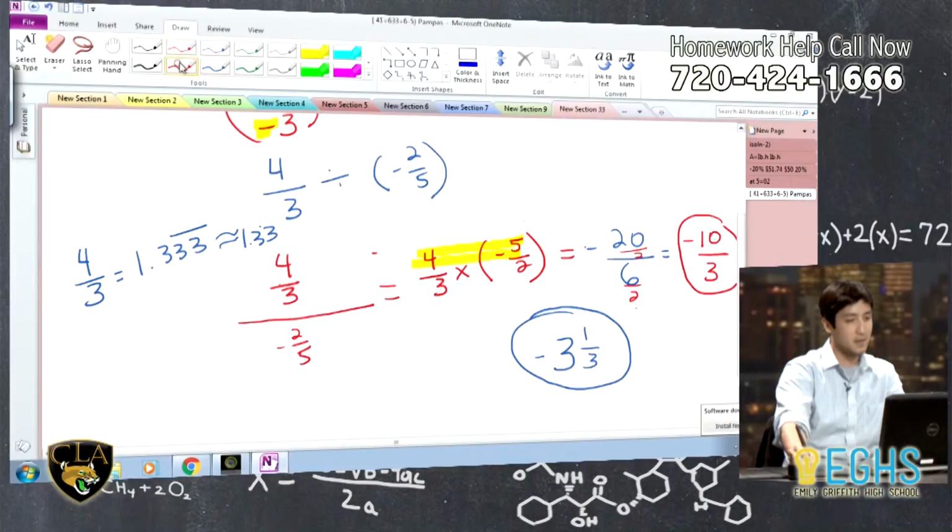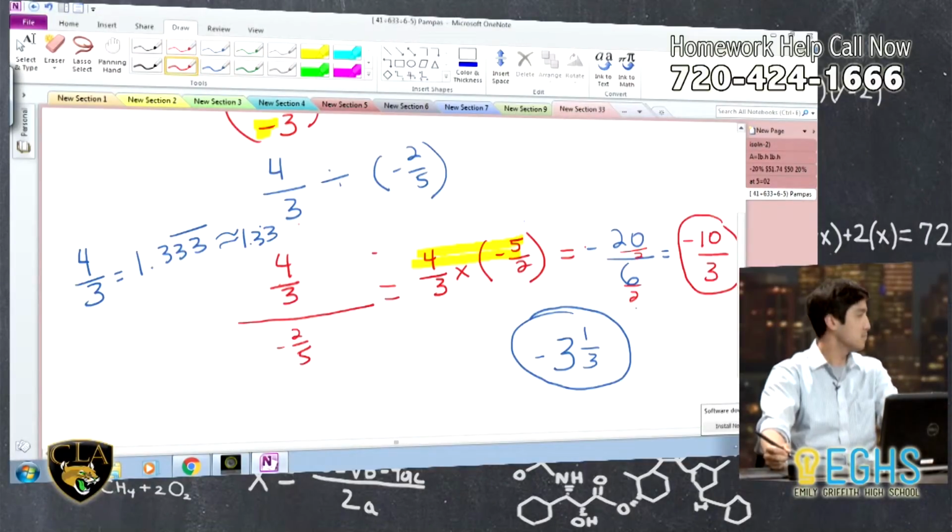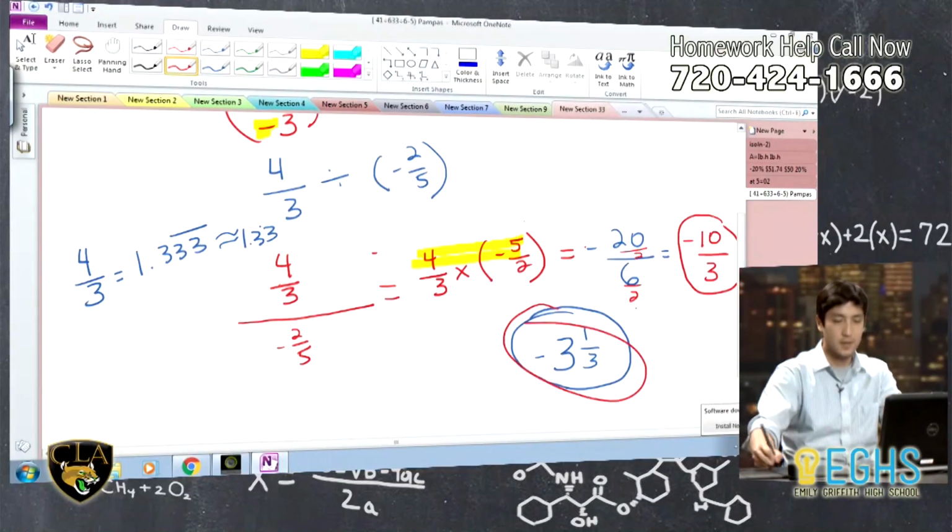So typically, we like to leave things in math as fractions. That would definitely be the benefit of a fraction, it's precise, it's exact versus a decimal. Sometimes we have to round. Otherwise, we'd be writing forever. So that is our answer, -3 1/3. So there you go.